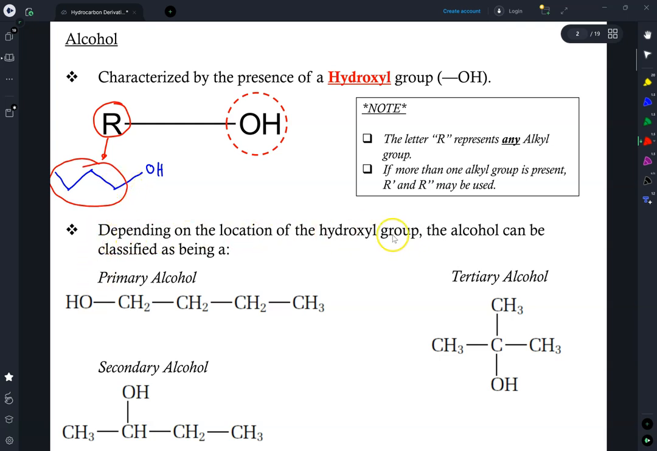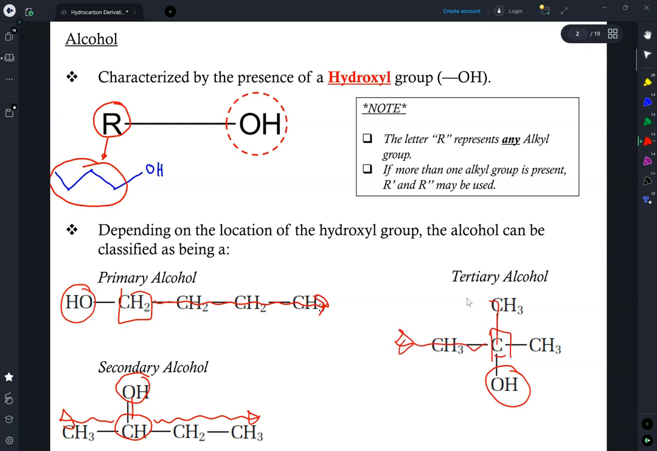Now, depending on the location of the hydroxyl group, the alcohol can be classified as being either primary, secondary, or tertiary alcohols. In a primary alcohol, the OH group is attached to a single carbon, which can only go in one direction. In a secondary alcohol, the OH group is attached to this carbon, but this carbon can move off in 2 different directions. While in a tertiary alcohol, the hydroxyl group is attached to a single carbon that can move off into 3 different directions. It is important to know what type of alcohol it is, because as you'll see in our next video on chemical reactions, primary, secondary, and tertiary alcohols will form different products.